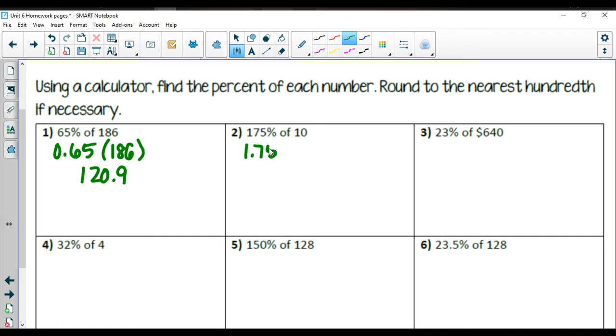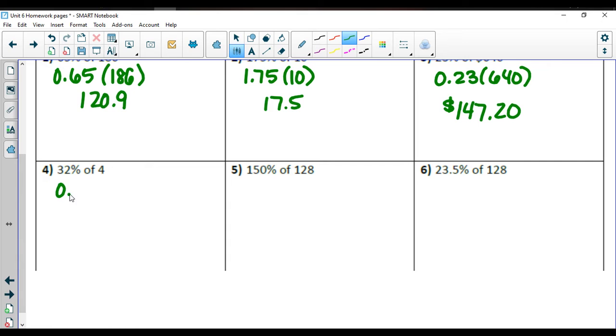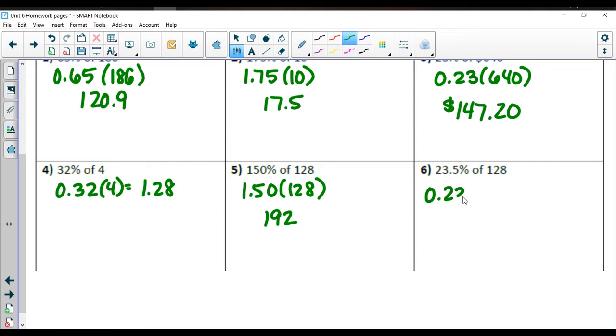For 175%, times 10, and that's going to give us 17.5, 23% of 640. And this is money, so we're going to actually have to put a dollar sign out front and make sure it is rounded appropriately then. For number 4, 32% of 4 is going to give us 1.28. 150% we'll write like that, and we will get 192. For number 6, we get 0.235 times 128, and we get 30.08 here.